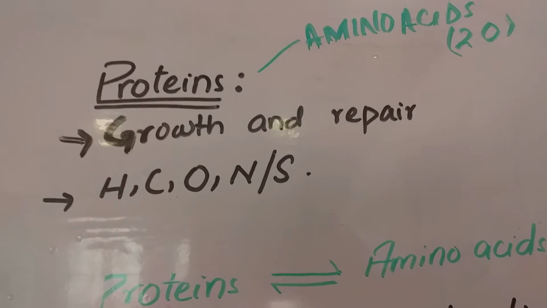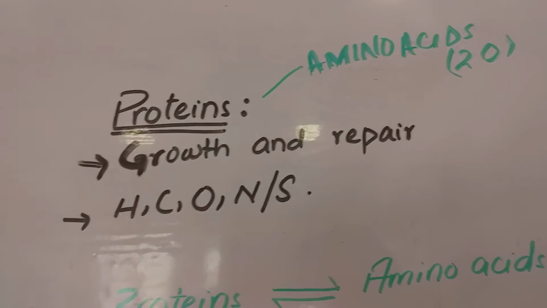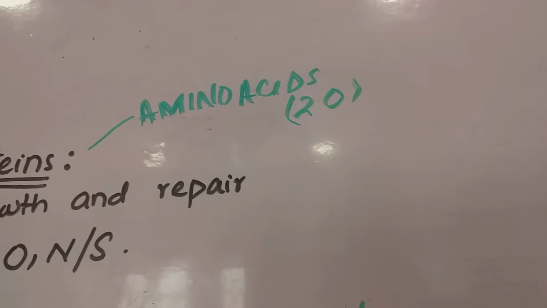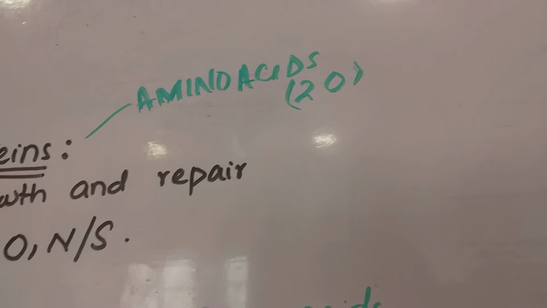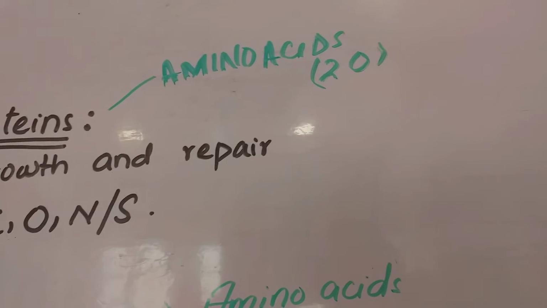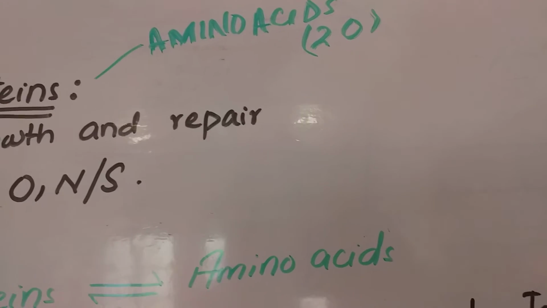Proteins are made up of simple components known as amino acids. Amino acid is known as a building block of protein. We have 20 different types of amino acids. These 20 different types of amino acids combine to make different types of proteins.